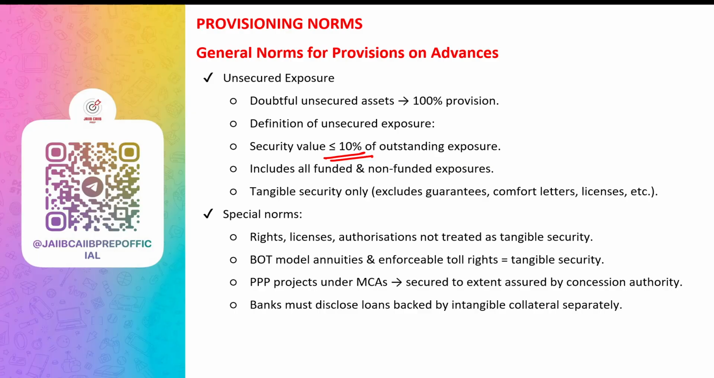Now, licenses, rights, or permissions cannot be treated as tangible security. So loans covered only by such rights will be considered unsecured. In infrastructure projects, like road projects, where there are annuity receivables or toll rights, they may be treated as tangible assets if they are legally enforceable. And the bank must disclose separately the amount of loans which are backed by intangible assets.